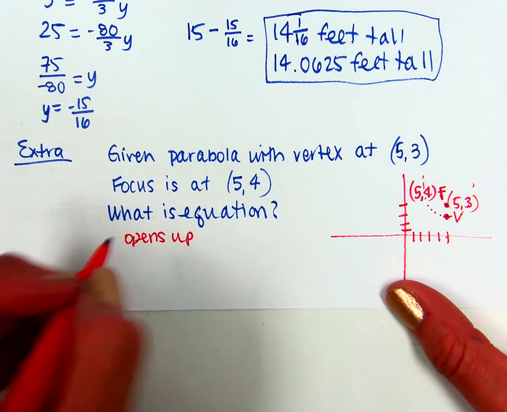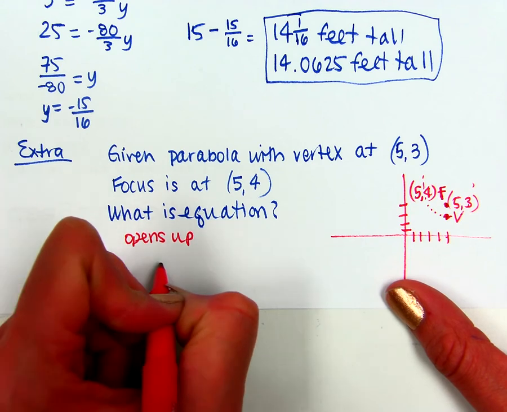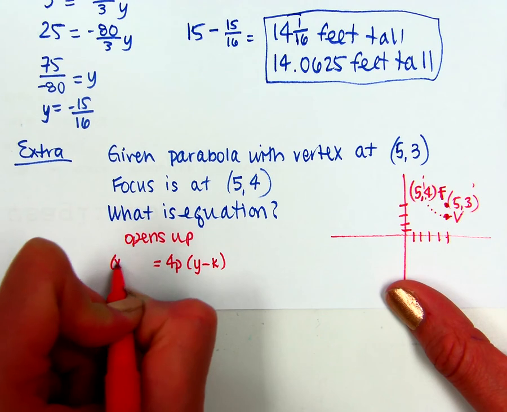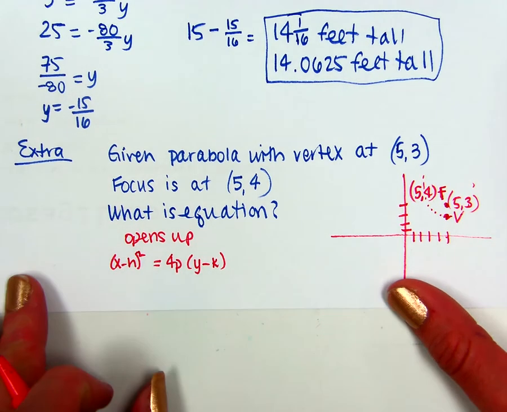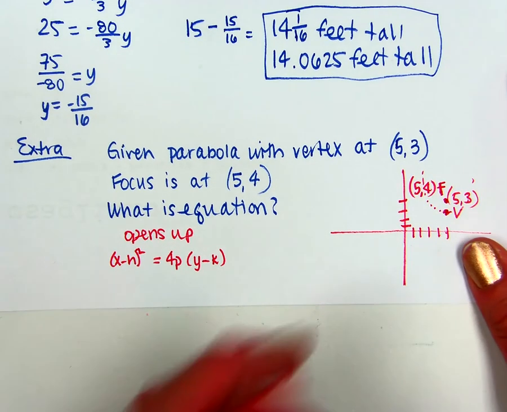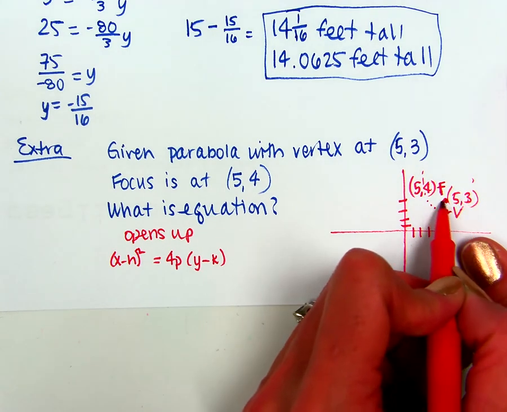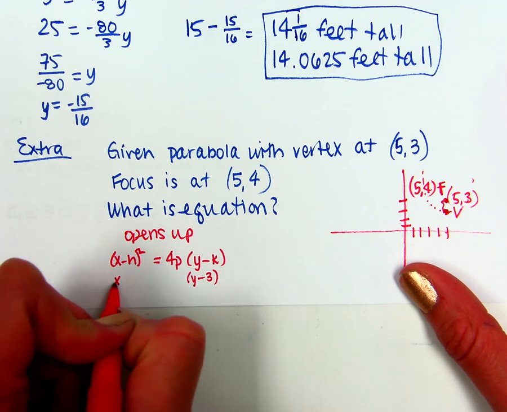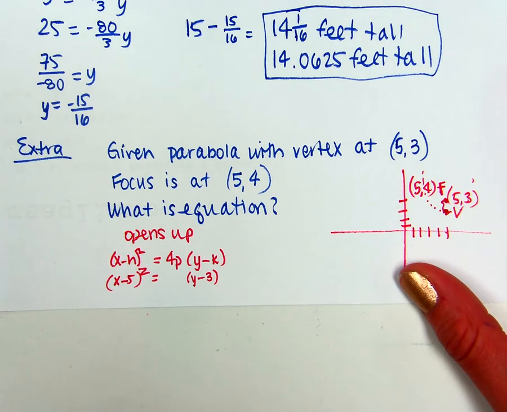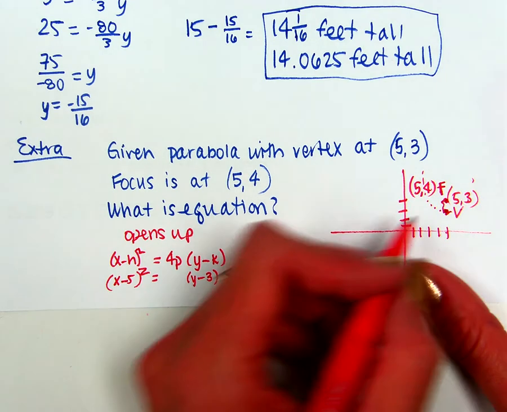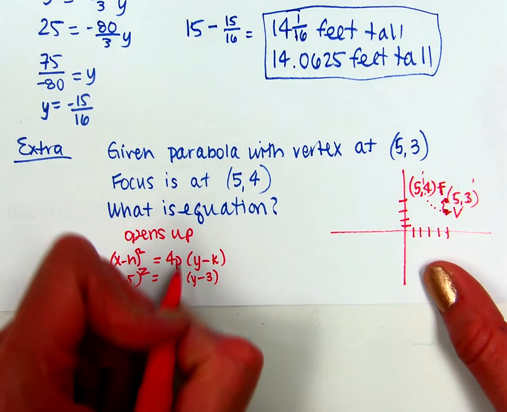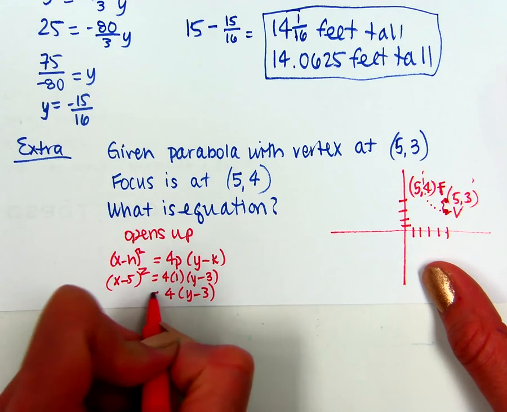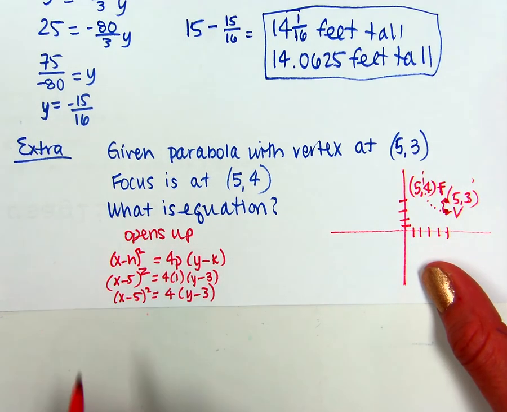If it opens up, I know that it has to be the format 4p(y minus k) equals (x minus h) squared. Okay, so how far is p and where's my vertex? Well, the vertex was given to you, so we know it's y minus 3 and x minus 5 squared. And for p, well, p is the distance between the focus and the vertex, so that would be 1. So this should be 4 times (y minus 3) equals (x minus 5) squared.